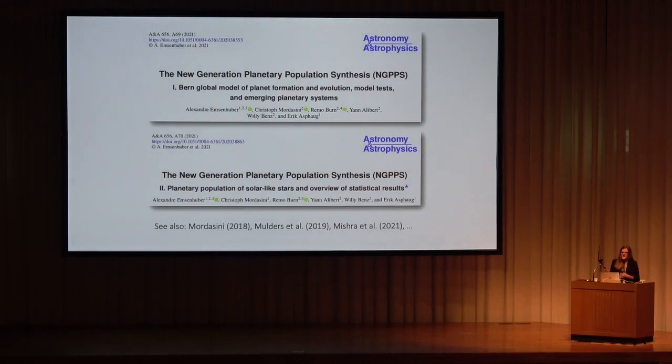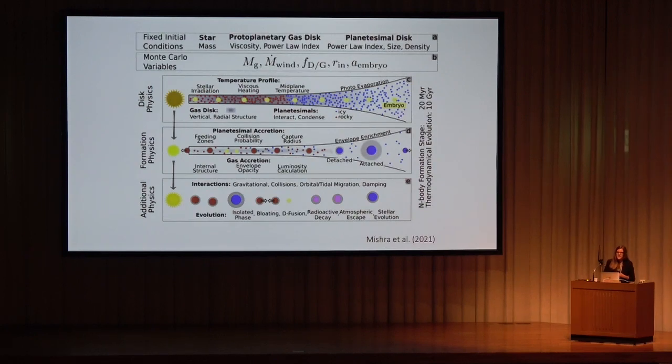Population synthesis is a very rich field in and of itself, and there have been way too many developments for me to review them here. But the results that I'll be focusing on are those from the new generation planetary population synthesis, or the Generation 3 Bern model. The Bern model is a global model of planet formation and evolution based on the core accretion paradigm. So the range of included physical processes are given in this large figure here.